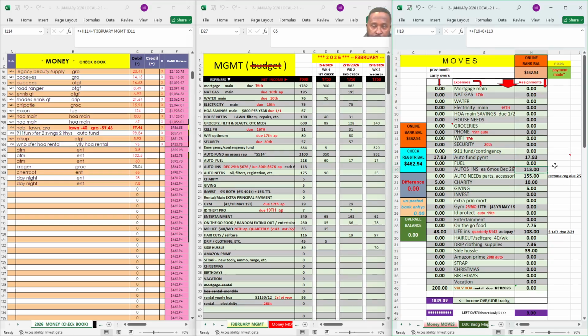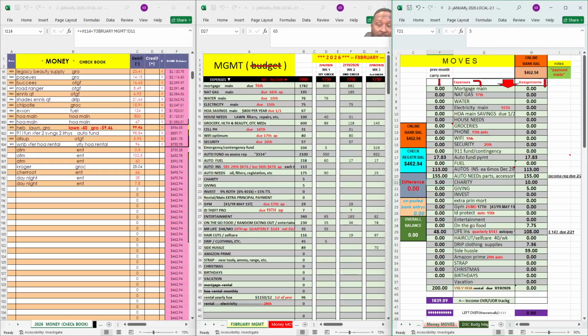Same here. Now that I got down to here, it's 113. So I'm going to move the 113 over, and then I'm going to go over here and it's going to change to double that amount. But that's not true. It's actually what I moved over. So now I'm moving 155 for the auto needs and accessories. 155, shoot back over here. Now I want this to represent 155 because that's what I'm moving over.